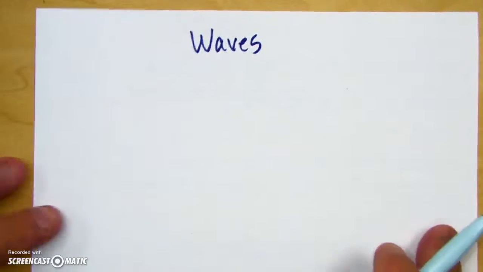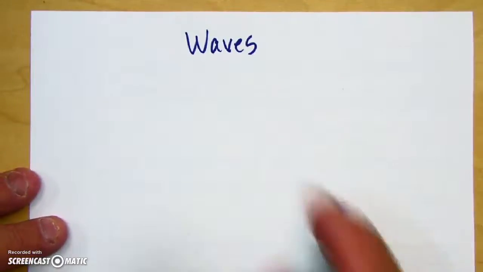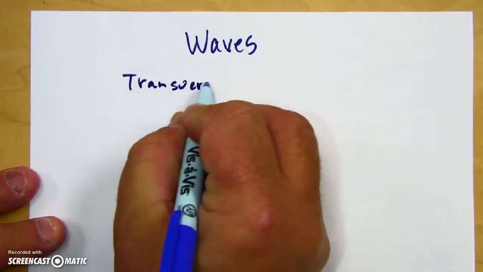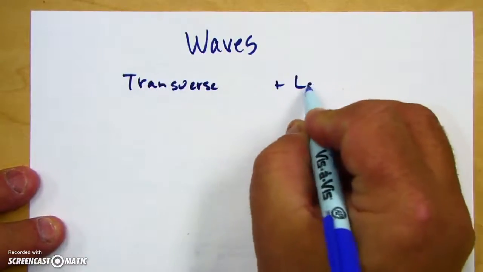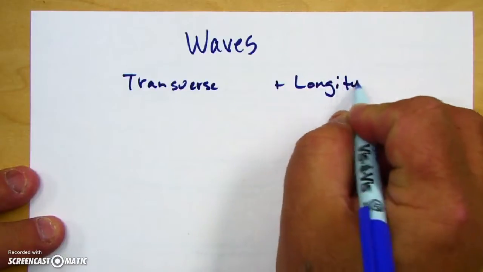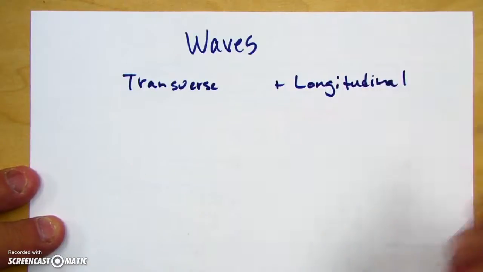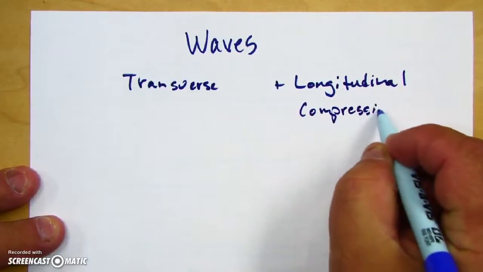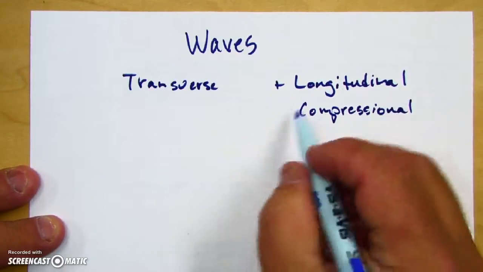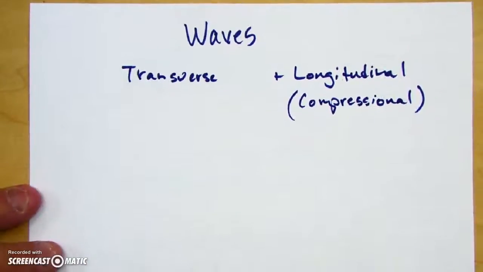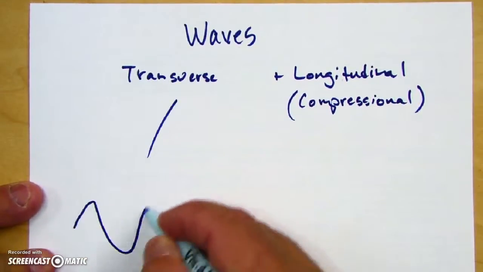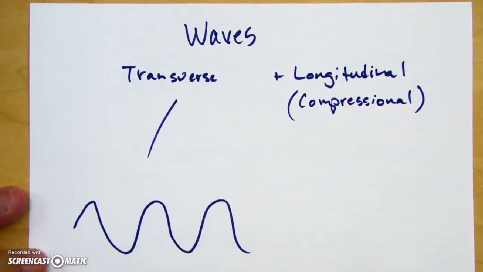Okay, let's talk about waves in general. There are two different types of waves, transverse waves and longitudinal waves. Now, a longitudinal wave is also called a compressional wave, and that actually makes more sense when we get to the images of them. So a whole bunch of vocabulary here. First of all, transverse wave. That's probably the most familiar thing when we think of waves.